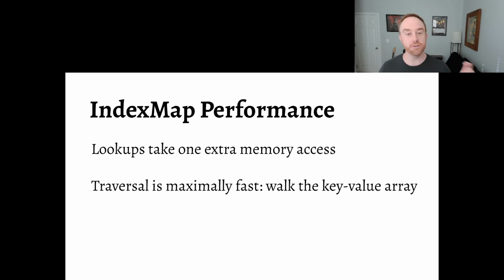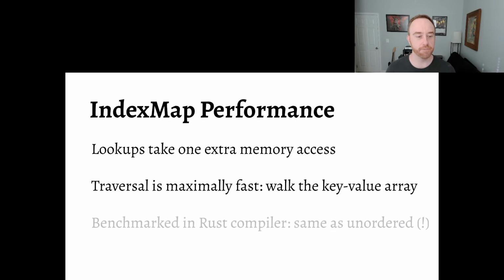So yes, lookups do take an extra memory access, but depending on the pattern, that may not be a big deal, depending on what ends up being in cache if you're doing a bunch of lookups in a row. And traversal can be faster. So depending on how frequently you're doing lookups and traversals, the access patterns, it's conceivably possible that index map could actually outperform unordered map, again, depending on the particulars of your use case.